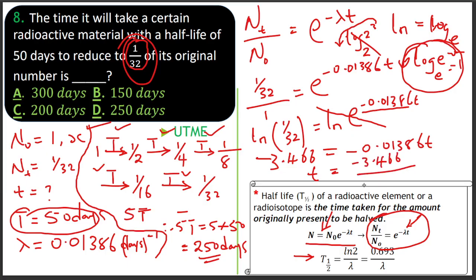So that t will be minus 3.466 divided by minus 0.01386. If you do it well, you're going to get 250.1 days, just like we got before. So option D again. Whether you use the first method or the second method, you're going to get the same thing.